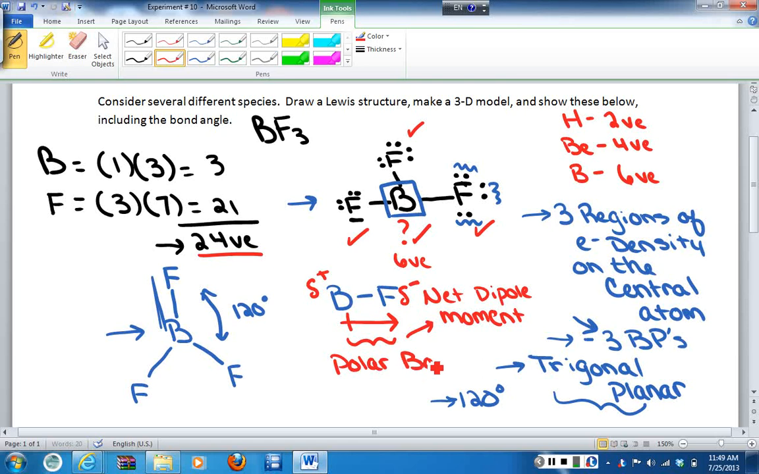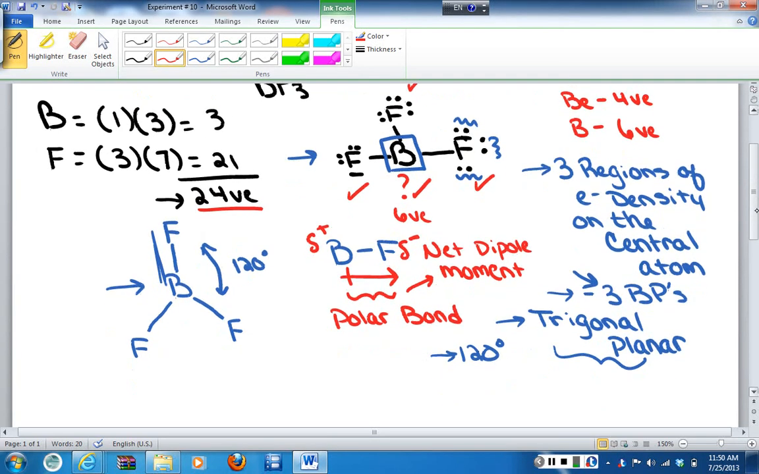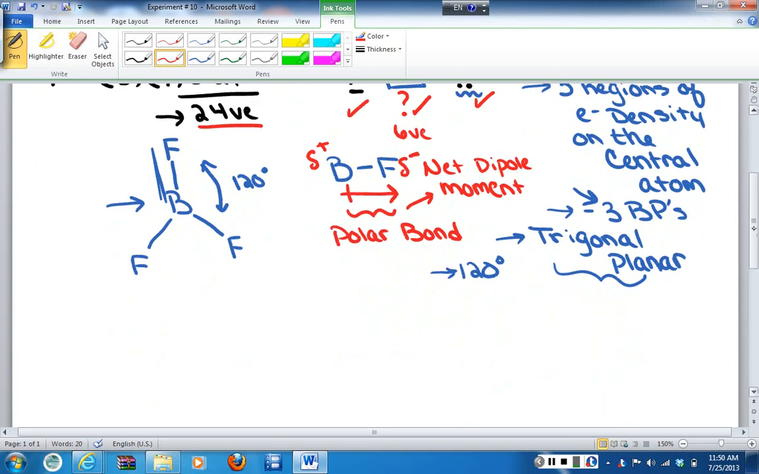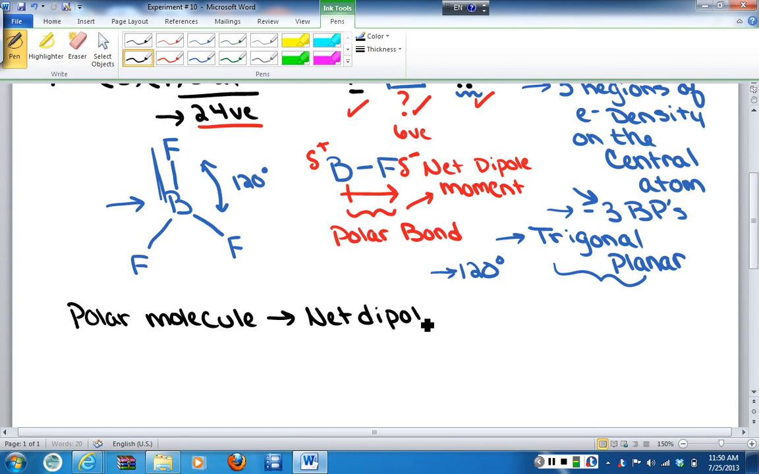Now, when we look at a molecule to determine polarity of a molecule, we have to look at it a little bit differently. We can't just look at the bond itself. We have to consider the whole molecule. Now, when a molecule is polar, we're going to see that we have a net dipole moment, just like what we saw with the bond. But rather, we have to consider all of the bonds at the same time.